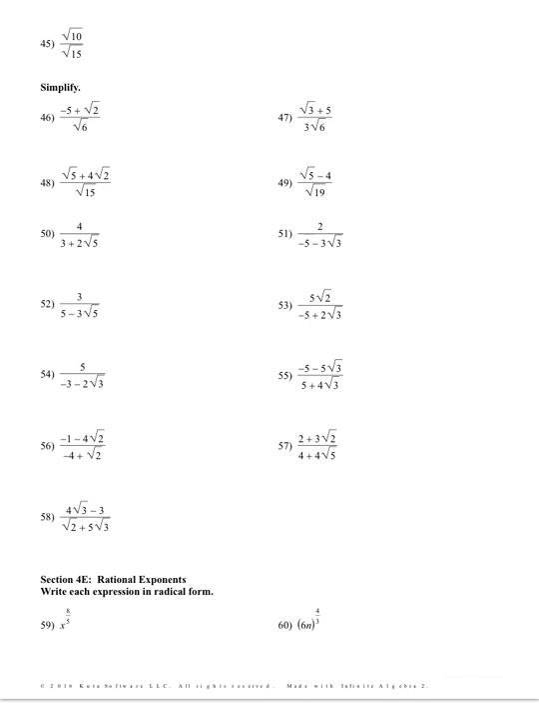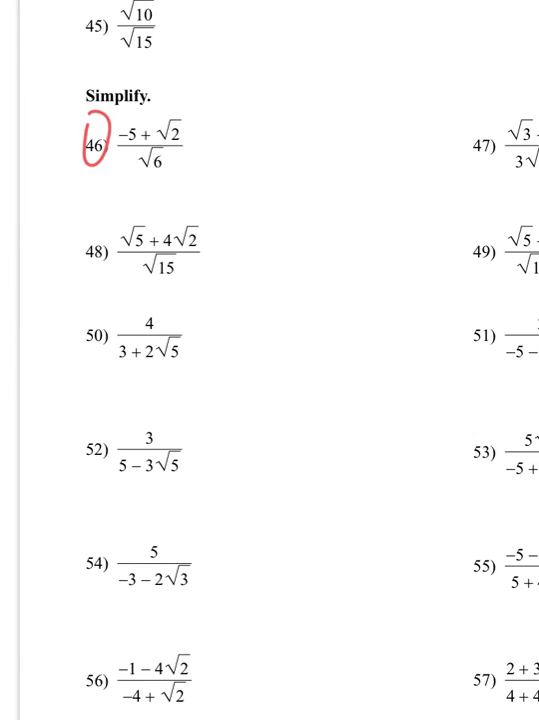Now let's look at a little more complex one with radicals in denominators. We're going to look at number 46 here. Let me make this a little bit bigger. Okay, so very similar to what I did on the last problem. I've got radical 6. How do I get rid of that? I multiply by radical 6, top and bottom.